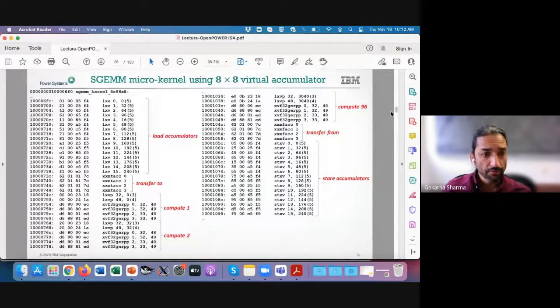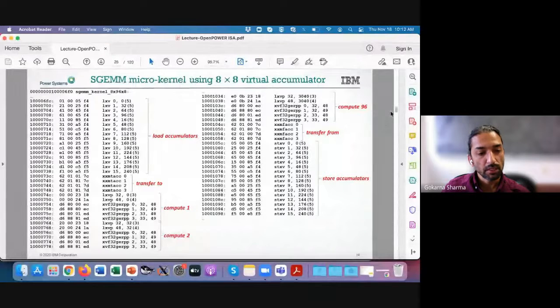Here, first you have to load the accumulators. Let's suppose you have matrices and you want to multiply them. To multiply those matrices, first you have to load the accumulators. So you have 8 accumulators, and you can load them, right? After you load the accumulators, you have to transfer the data to the accumulator so that it works as an accumulator. After you transfer the data and it works as an accumulator, then you have to compute.